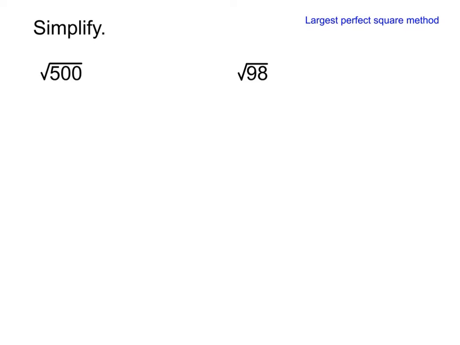So, for doing this first one, there are a couple different methods. We're going to start by looking at the largest perfect square method, which basically means I'm going to look at that 500 and see what is the biggest perfect square that multiplies into 500. Now, of course, that means you've got to know your perfect squares, right? You remember those?